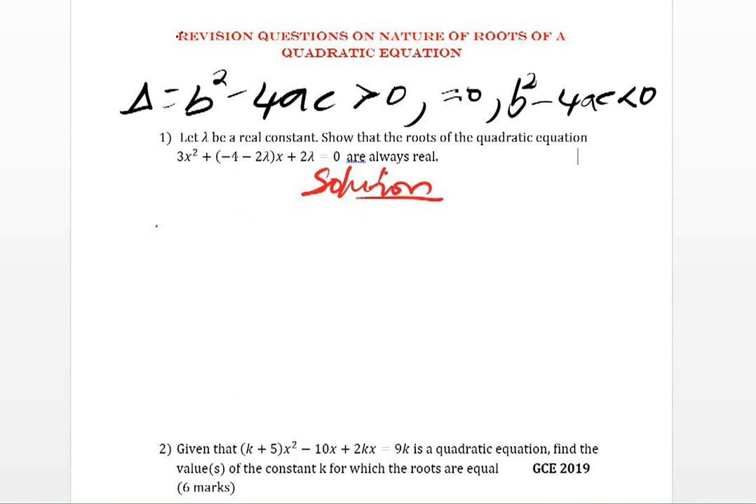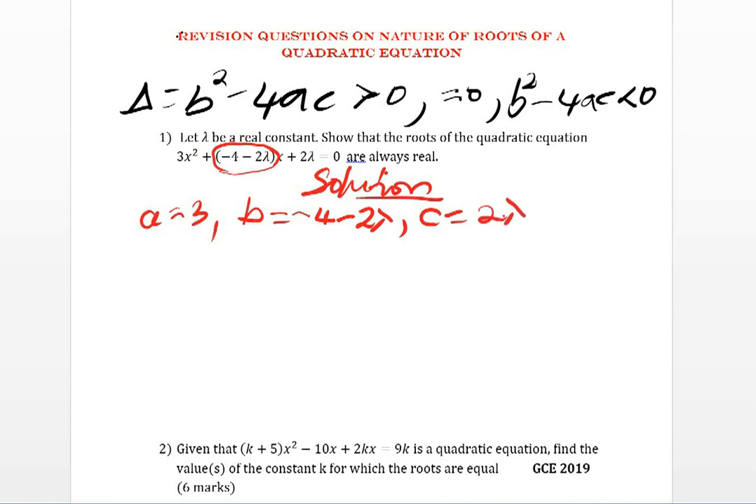A in a quadratic is the coefficient of x squared. So we have a here, which is 3. B here is the coefficient of x. Remember, lambda is a constant, so our x is this. So we have negative 4 minus 2 lambda. Then our c is 2 lambda.